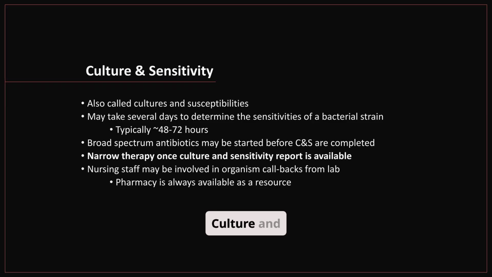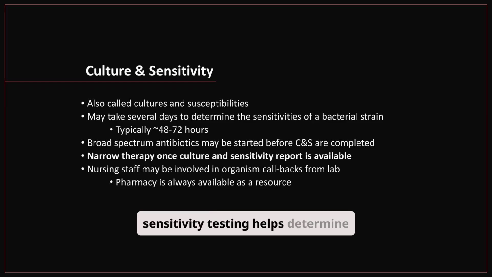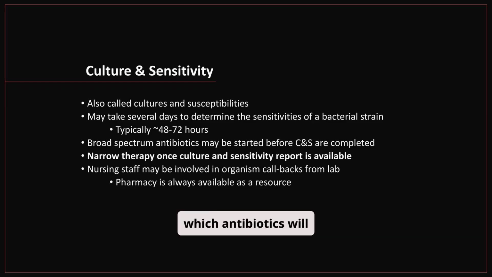Culture and sensitivity testing helps determine which antibiotics will be most effective against a specific infection. Nursing staff and pharmacy are valuable resources in this process. The culture identifies the pathogen. The sensitivity test shows which antibiotics stop its growth. The lab usually reports S, sensitive, I, intermediate, R, resistant. Work with the provider and pharmacist to adjust meds based on these results.